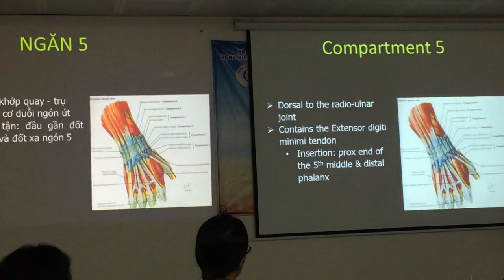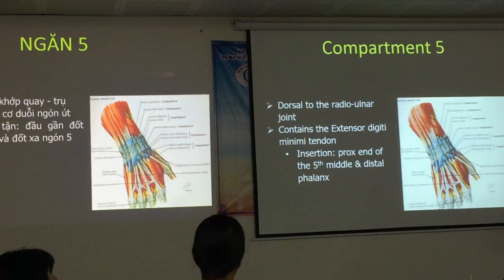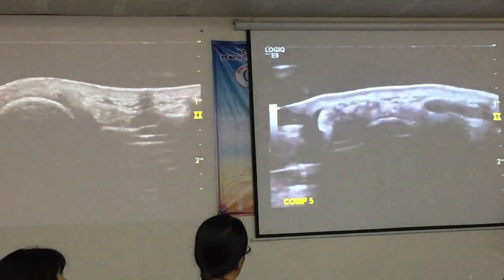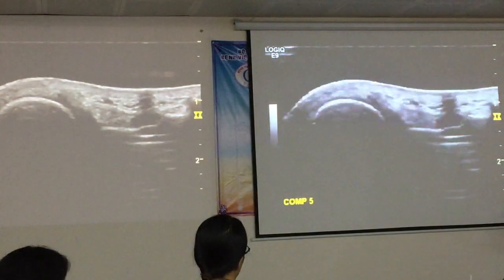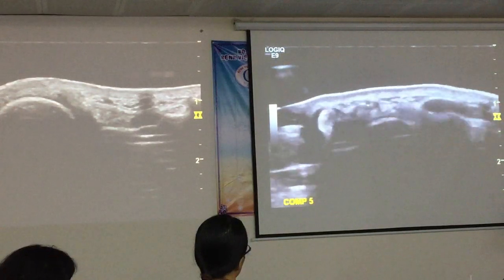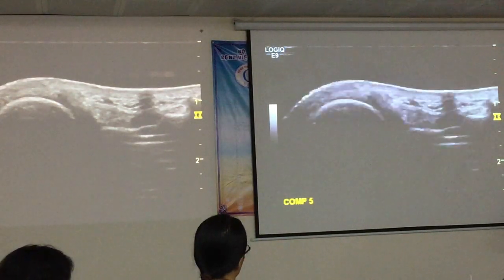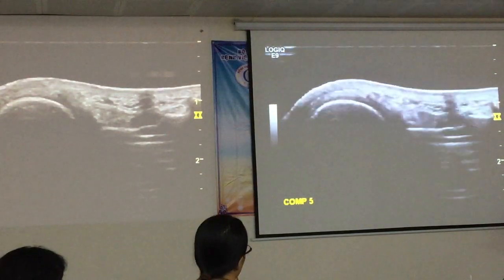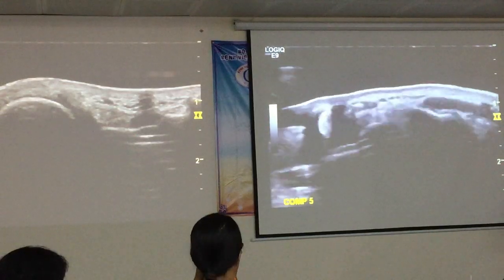As we move across to compartment 5, this houses extensor digiti minimi. Ngăn thứ 5 là chứa cái gân duỗi ngón út. And that inserts onto the proximal end of the middle and distal phalanges. Và nó gắn vào, bám tận vào đầu gân út giữa và nút sang ngón 5. So once again, this is a very small tendon. Đây là một cái gân rất là nhỏ. And this is it here. It's coming up and then coursing more towards the little finger. Cái gân này rất là nhỏ, cho nên là khi mình làm siêu âm mình thấy có cái xương quay xương trụ á, cái xương quay xương trụ thì cái gân nhỏ nằm đó là gân duỗi cái ngón 5.